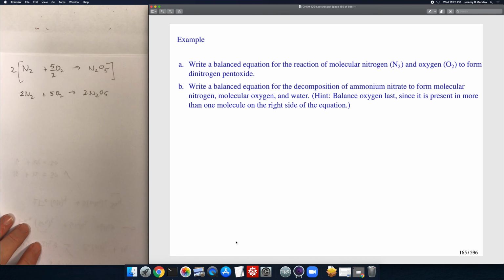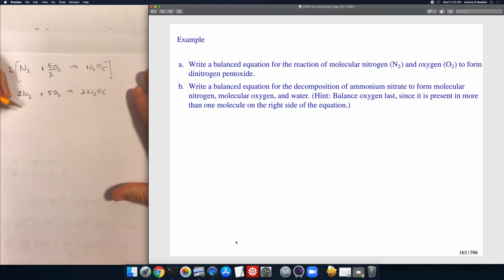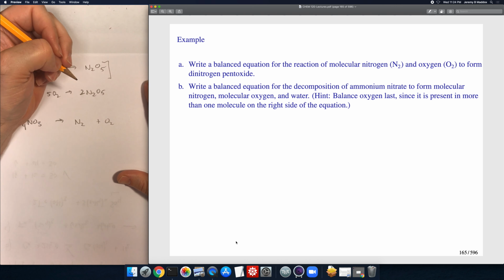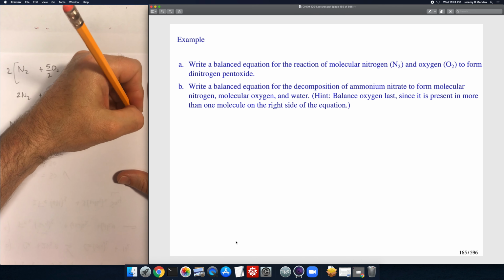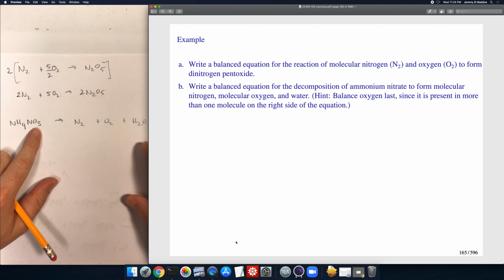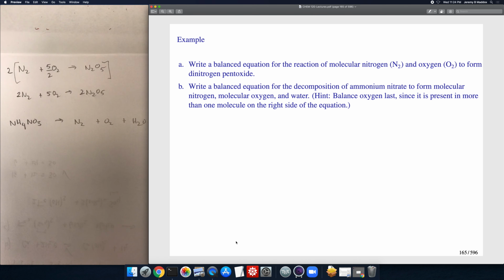Let's go ahead and do this next one. So we are going to do the decomposition of ammonium nitrate. So we get a little practice with our nomenclature. Ammonium nitrate to form molecular nitrogen, that's N2, molecular oxygen, O2, and water. So they even give us a hint, balance the oxygen last. And the reason why you want to do that is because oxygen appears in 2 species over here and only 1 species there. We want to choose the atom that appears in only 1 species on each side.